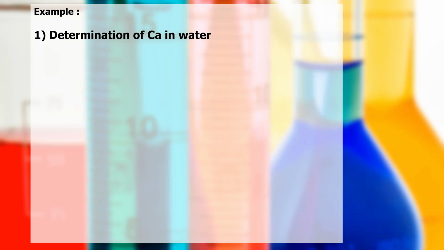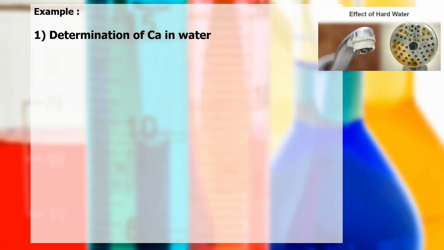Now we move to the first example of precipitation gravimetry, which is the determination of calcium in water. Have you ever seen this situation before at your house? This is because of the effect of hard water. What do you mean by hard water? Hard water is produced when the water contains calcium. The calcium in the water will react with other ions to form a layer of this precipitate. How to determine calcium in water?